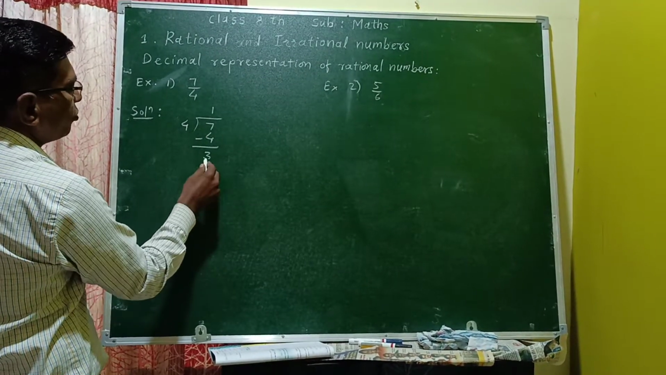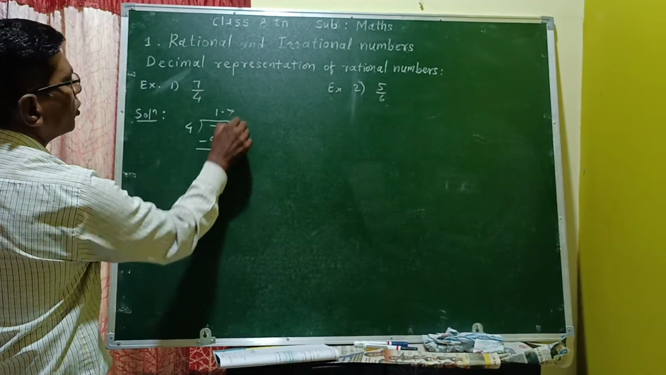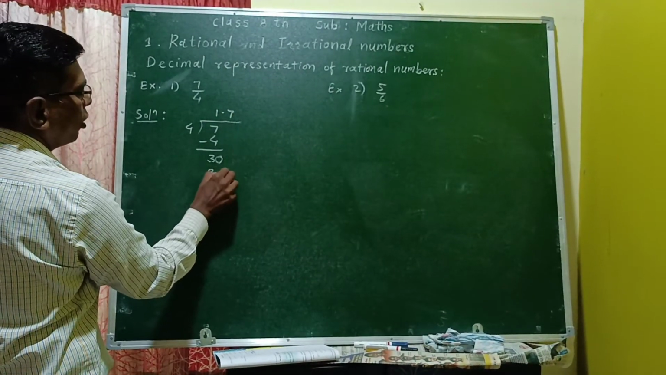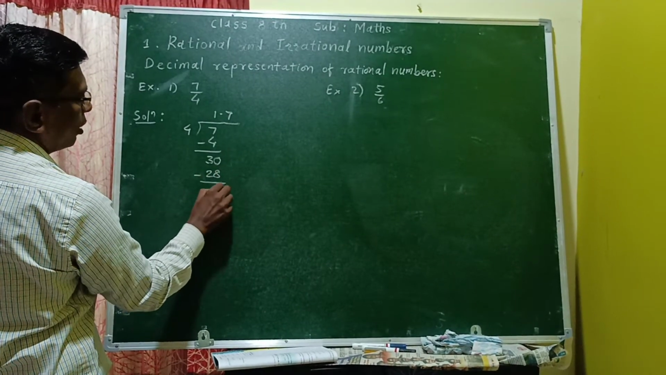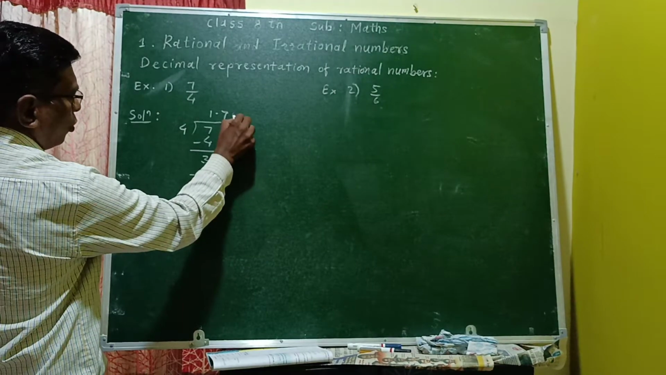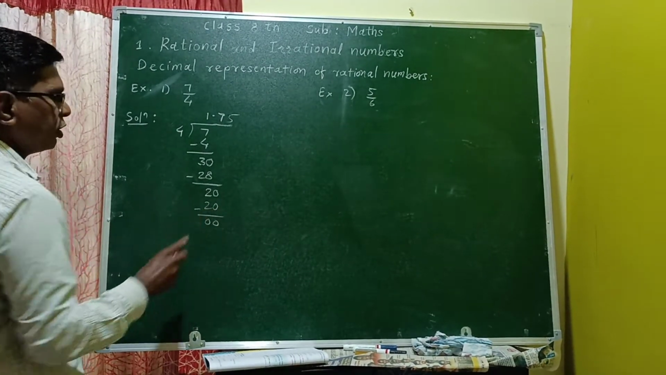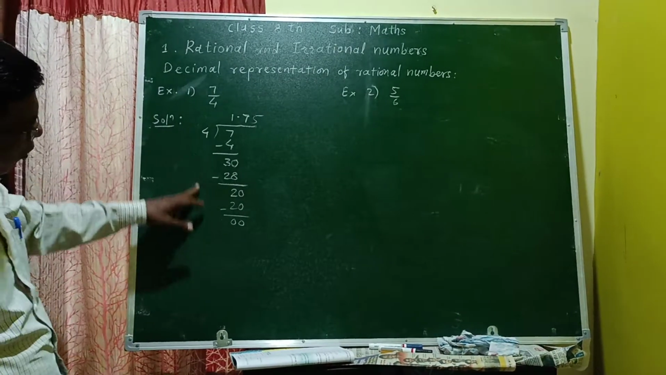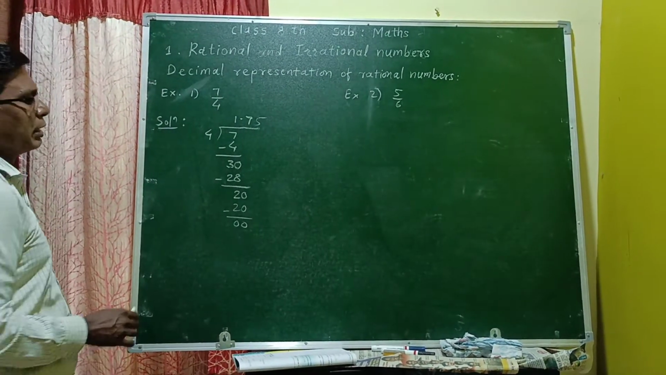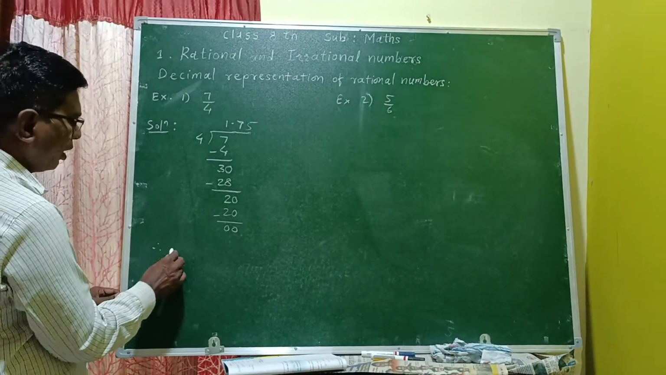Now take 0 here and put a point. 4 sevens are 28, carry 2. Now take another 0. 4 fives are 20. Therefore the remainder is 0. Here the process of division ends. Such a type of decimal representation is called terminating type.